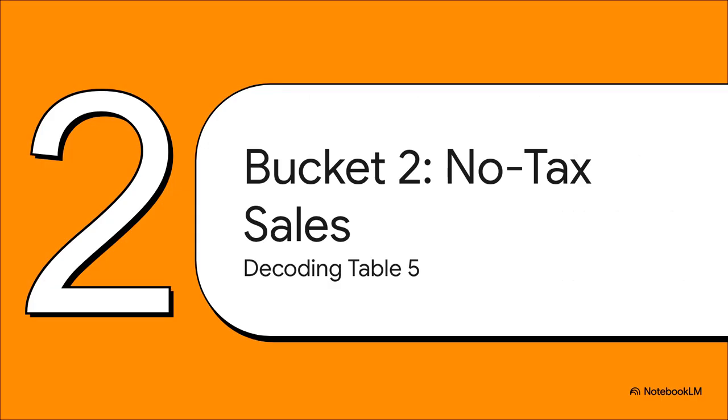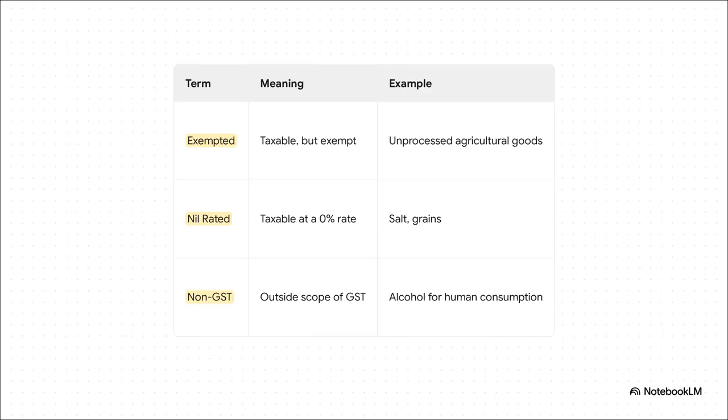All right, bucket 1 is done. Now for bucket 2. What do we do with all those sales that are part of your turnover but have 0 tax attached? For that, we need to look at Table 5. Now, this is a trap that so many people fall into. The terms exempted, nil-rated, and non-GST might sound similar, but they are completely different animals. Exempted supplies could be taxed, but a notification says they aren't. Nil-rated means the tax rate is literally 0%, and non-GST supplies, like alcohol for human consumption, are totally outside the scope of the law. Getting these categories right in Table 5 is absolutely critical for your turnover to be accurate.